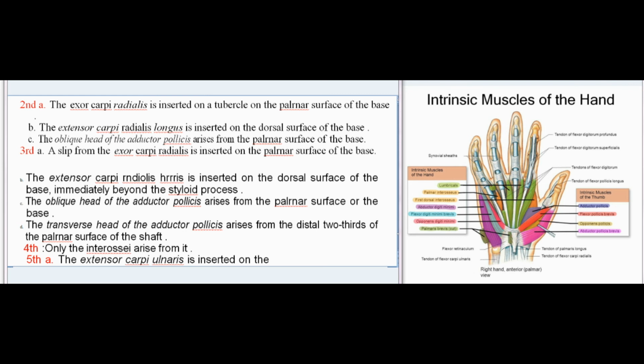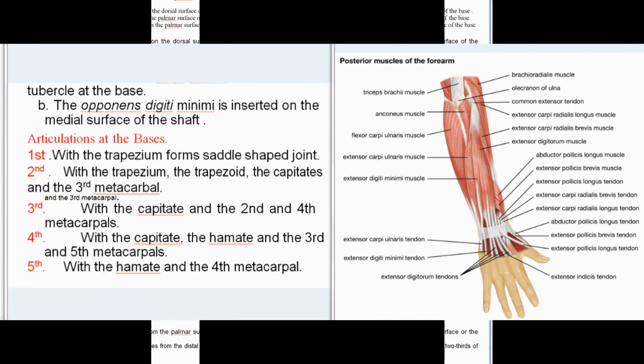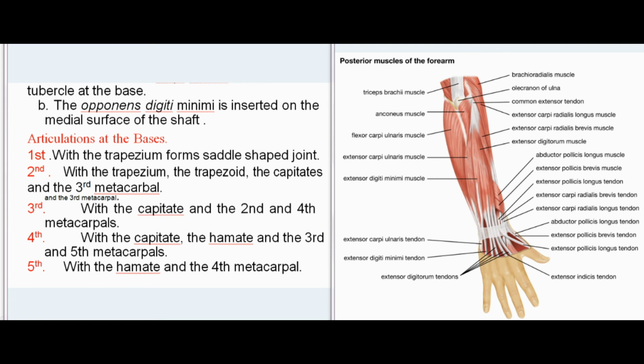Third, a slip from the flexor carpi radialis is inserted on the palmar surface of the base. The extensor carpi radialis brevis is inserted on the dorsal surface of the base, immediately beyond the styloid process. The oblique head of the adductor pollicis arises from the palmar surface of the base. The transverse head of the adductor pollicis arises from the distal 2/3 of the palmar surface of the shaft. Fourth, only the interossei arise from it. Fifth, the extensor carpi ulnaris is inserted on the tubercle at the base. B. The opponens digiti minimi is inserted on the medial surface of the shaft.